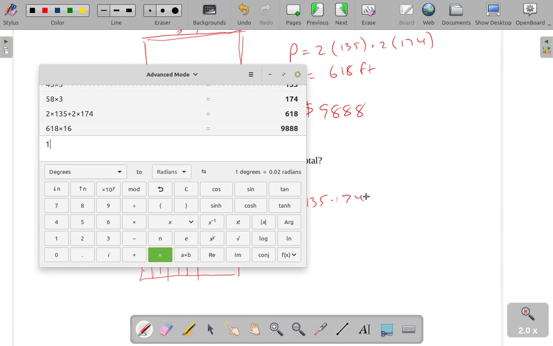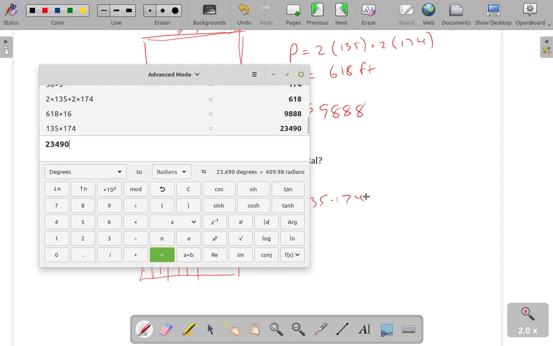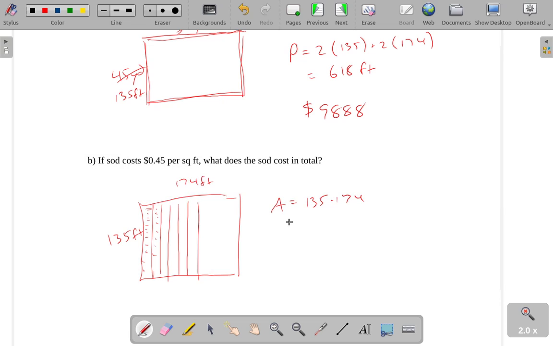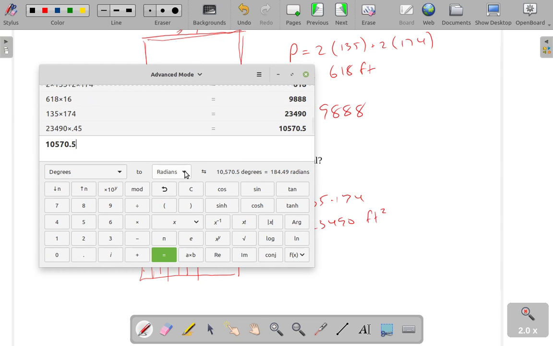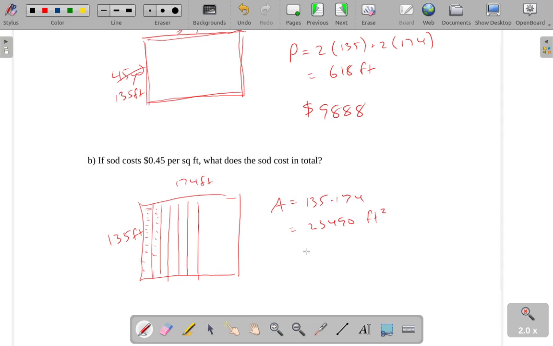One thing you'll notice about areas is that they do tend to be a lot larger numbers. The area of this playground is 23,490 square feet. And if the sod costs 45 cents per square foot, if I take this times 0.45, this gives me a total cost to sod this playground of $10,570.50.